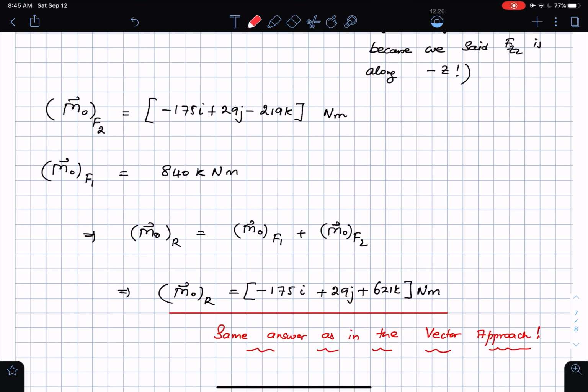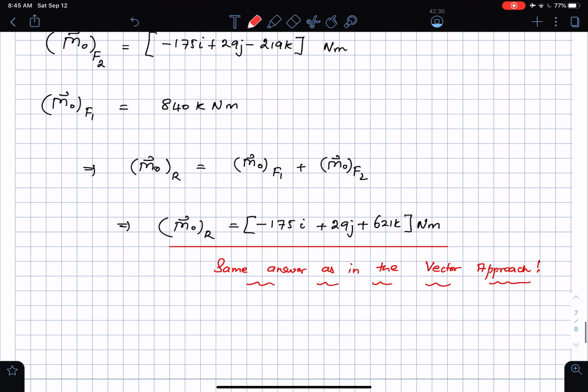I hope this made a lot of sense to all of you. Once again, please practice the right hand rule. It is a lifesaver.